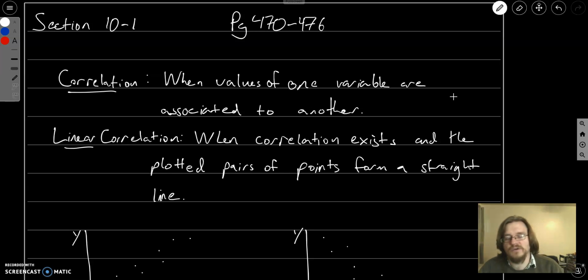There's all sorts of kinds of correlation. Correlation could mean that when one variable is going up, the other one is going up. It could mean that when one variable is going up, the other one is going down, and that relationship between them could be linear. So, for instance, linear correlation is when we have correlation between the values, and the plotted pairs of points form a straight line. There are other sorts of correlation. There could be exponential, there could be quadratic, there could be all sorts of different kinds. We're going to focus on linear correlation.